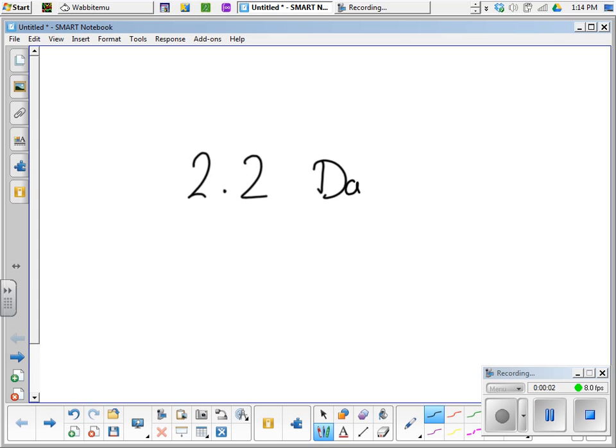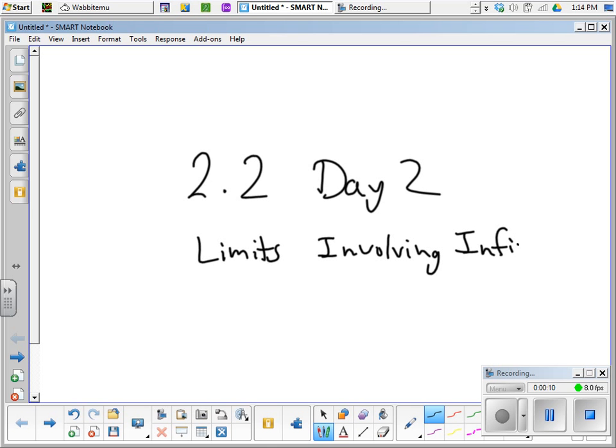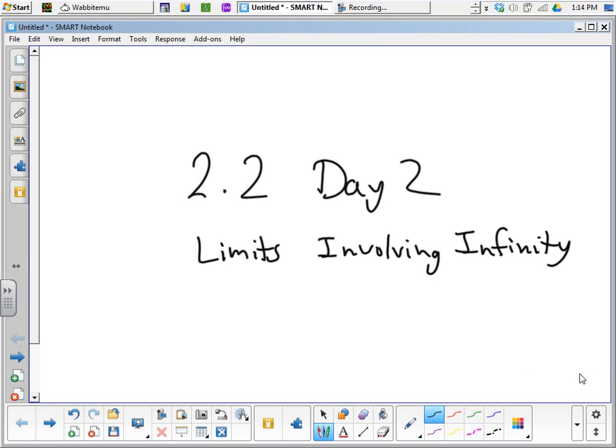2.2, day 2. So this is still limits involving infinity, okay? And the only thing I might not get to is a little trick that our book offers called seeing the limit at infinity. We might not get to it. It's just a little trick. I can show it to you anytime I need to for the AP test, or even during Q&A.